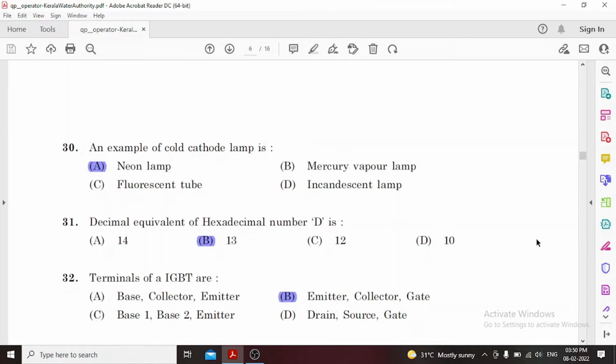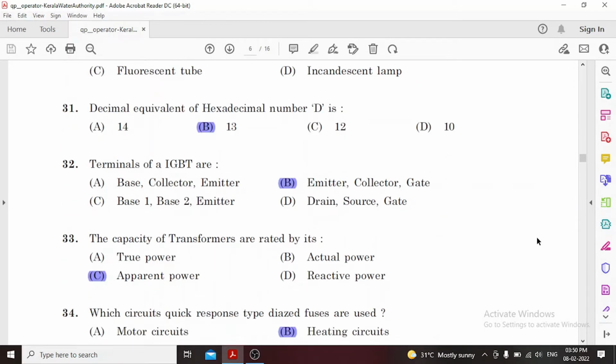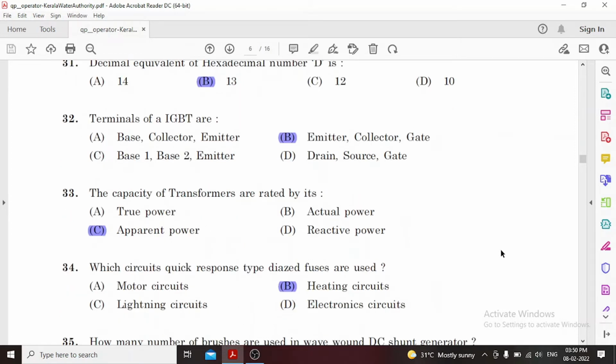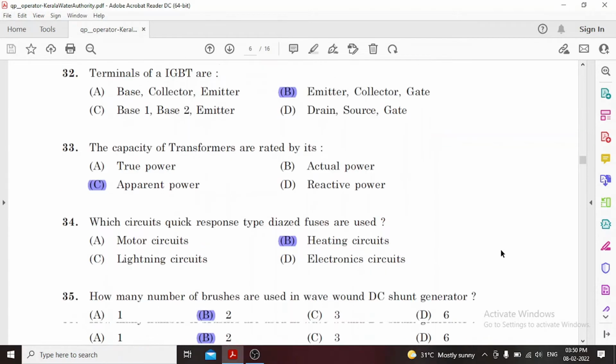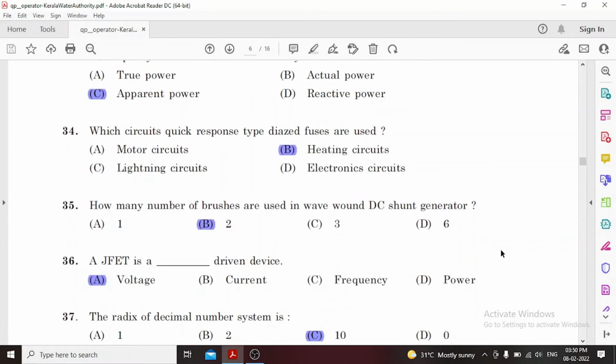31, decimal equivalent of hexadecimal number D is 13. Option B, 13. 32, terminals of a IGBT are emitter, collector, gate. Option B. 33, the capacity of transformers are rated by its apparent power. Option C, apparent power. 34, in which circuit quick response type diode fuses are used? Heating circuits. Option B, heating circuits.